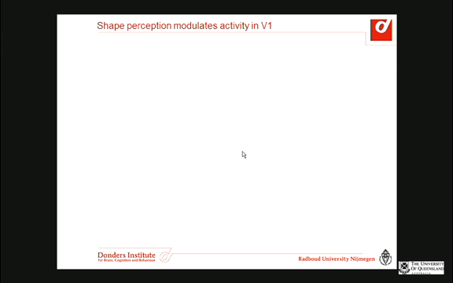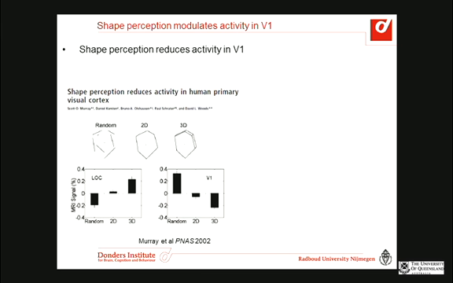So the question is, does shape perception modulate activity in early regions like V1? Well, there is certainly evidence to that effect. There are studies that show that perceiving a shape reduces the activity in V1. For example, this study by Scott Murray and colleagues, where they compare images that go from random lines to shapes, and as there's more shape information in the stimulus, area LOC, which is sensitive to shapes, increases activity, and V1 decreases activity.